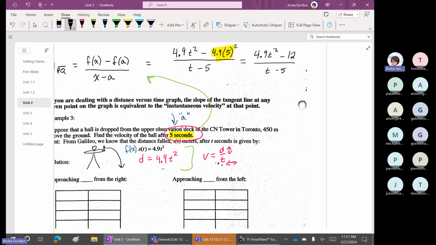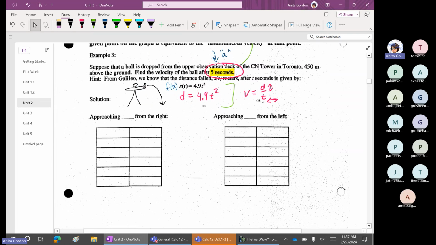122.5. Okay, so we're going to type this into our calculator as the y1 value. Remember to keep numerator and denominator in brackets. And then we are going to go to a table of values to see if our slope is the same from the left and the right.